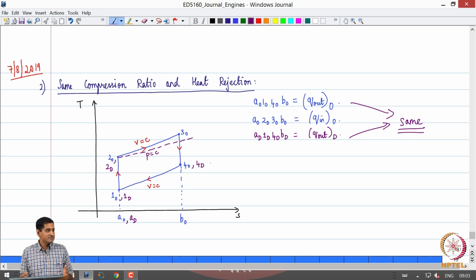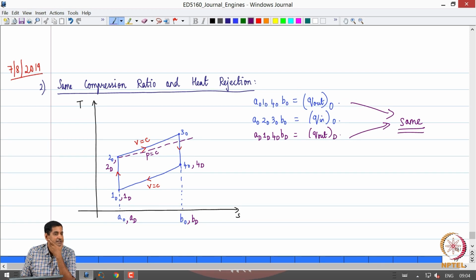Otherwise there is no way the area AD, 1D, 4D, BD will be the same as AO, 1O, 4O, BO, because in both the Otto cycle and the diesel cycle heat rejection takes place at constant volume, and there is only one constant volume line passing through 1O and 1D. So, the point 4D must coincide with 4O. Then the state BD will be the same as BO, right. So, we have identified 4D.